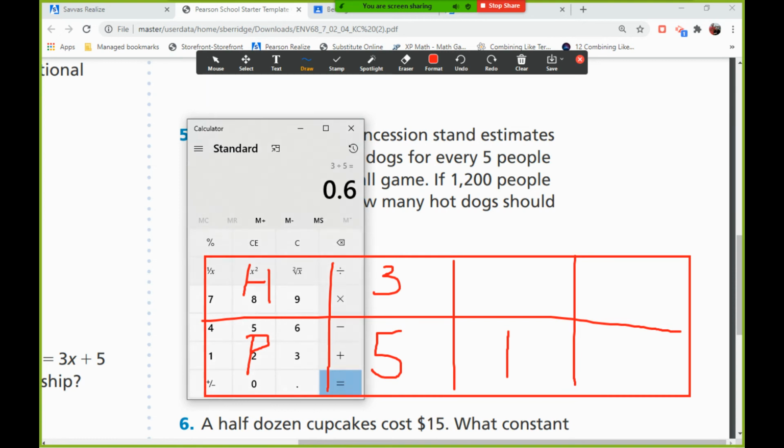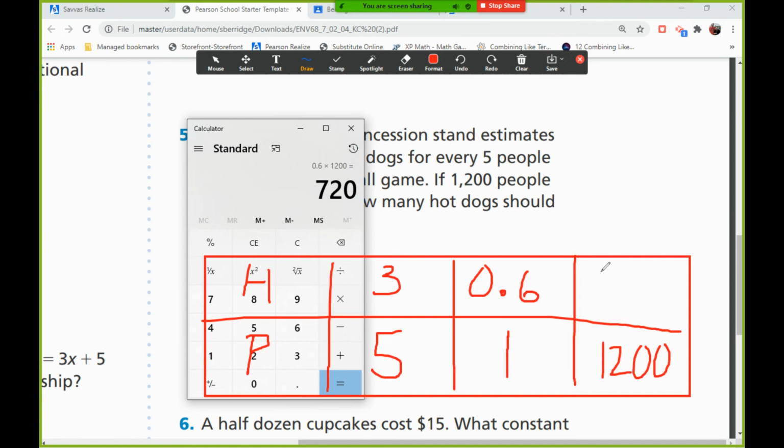3 divided by 5 is 0.6. So every person consumes 0.6 hot dogs. So if there's 1,200 people, how do we go from 1 to 1,200? Well, we multiply by 1,200, right? So I'm going to take 0.6 and multiply that by 1,200. I should get 720, and I do.